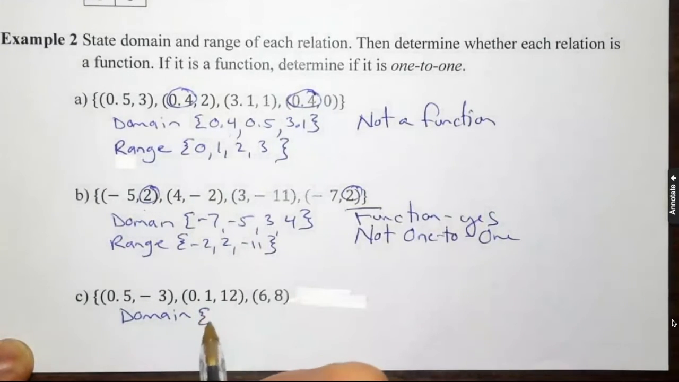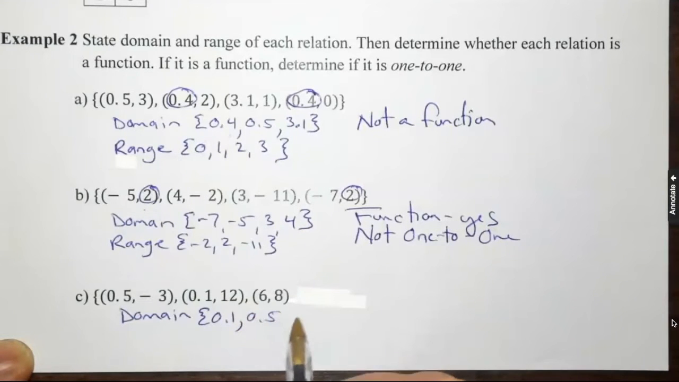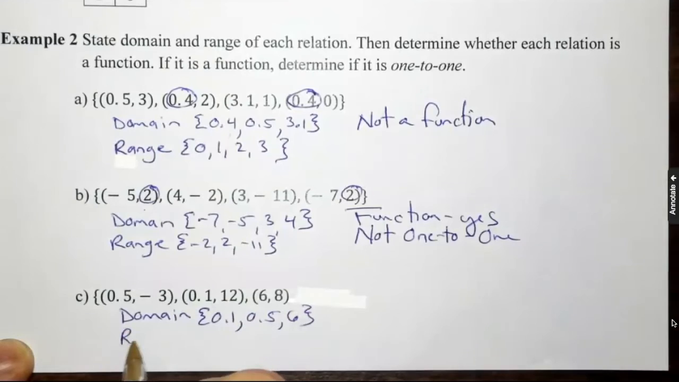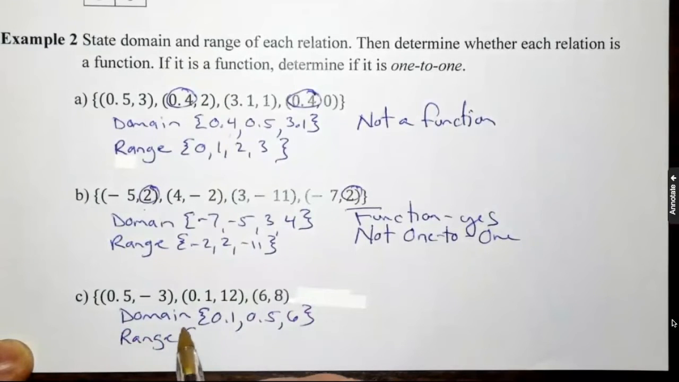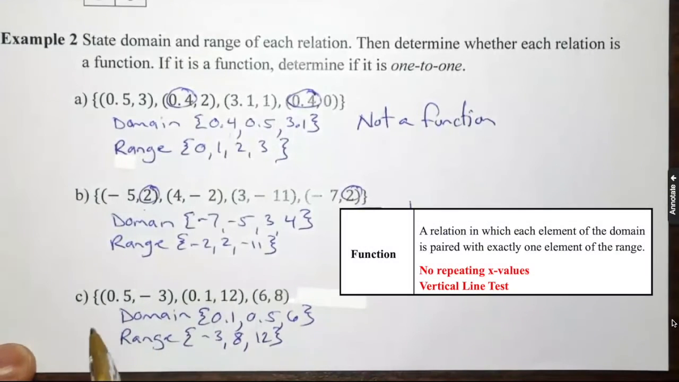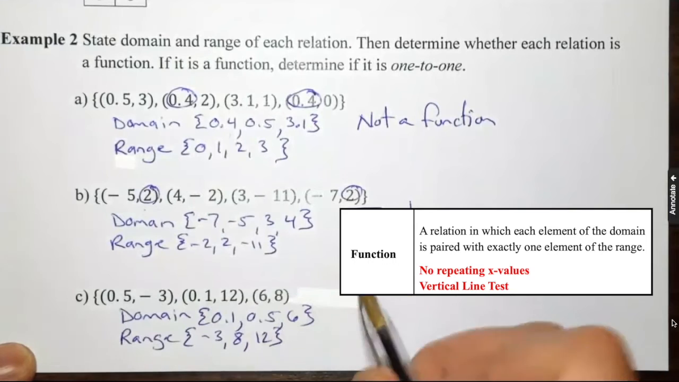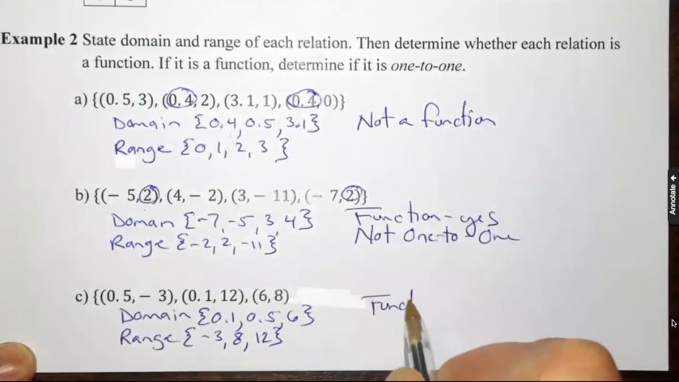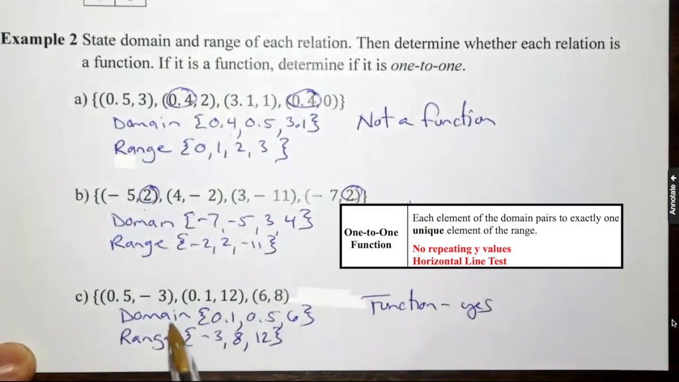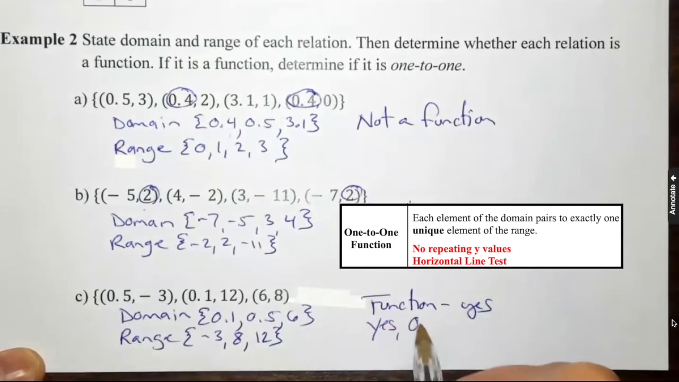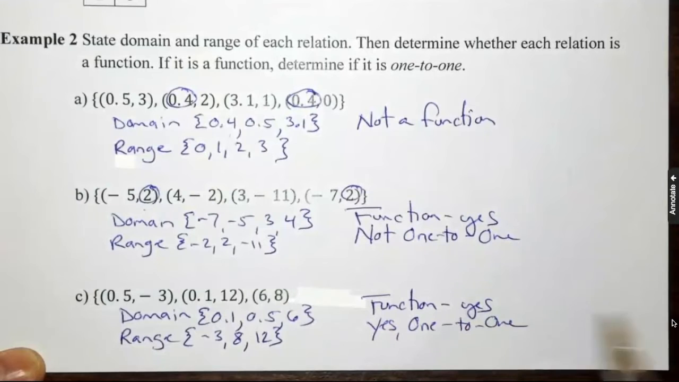Next one, we have domain 0.5, 0.1, and 6. So we have 1/10, 1/2, and 6. For the range, negative 3, 12, 8. Negative 3, 8, and 12. Looking at our x values to see if it's a function, 1/2, 1/10, and 6. So yes, it's a function. Looking at our y values, negative 3, 12, and 8, no repeating y values, so yes, 1-to-1.